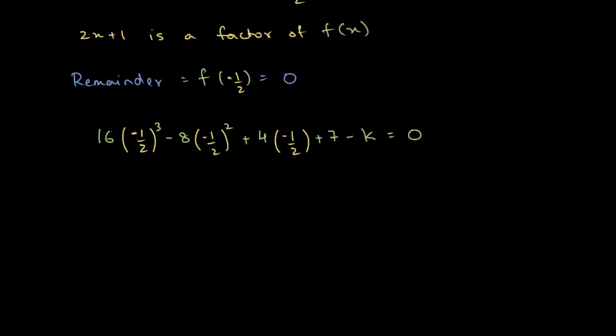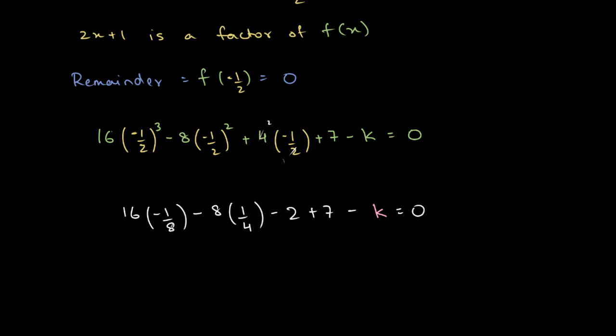So let's do the needful here. 16 into minus half cube, so let's just write it down. It's going to be 16 into minus 1 by 8, minus 8 into 1 by 4, the square of half, 4 into minus 1 by 2, which will make it minus 2, plus 7 minus k, and the entire thing is equal to 0.